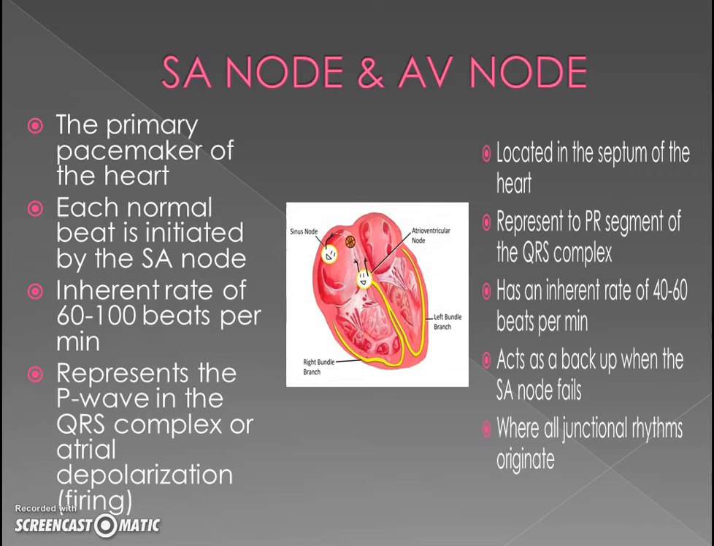And then the AV node is what we call the septum of the heart, and it represents the PR segment of the QRS, again, on the EKG. It has a little bit lower of a rate, from 40 to 60 beats per minute, and it acts as a backup for the SA node. But you'll always know that it's coming from the AV node if there is a junctional rhythm, aka an arrhythmia, coming from the heart.